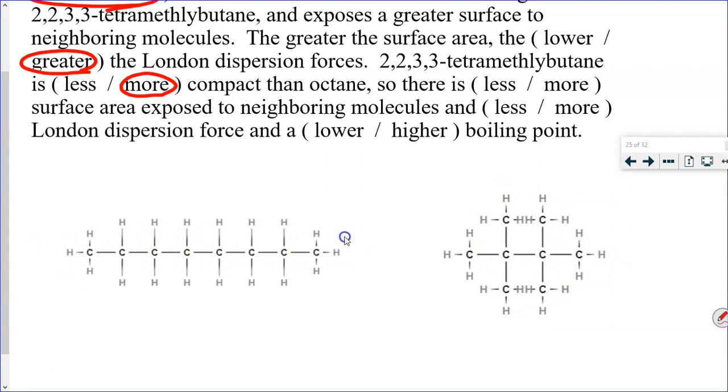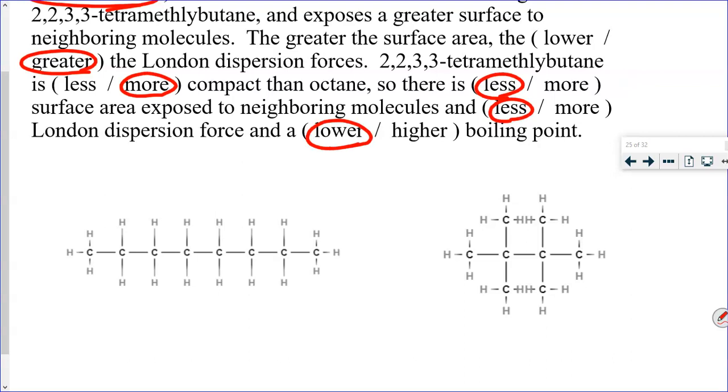That elongated shape, the big chain of octane, essentially exposes a greater surface area to the neighbor, which allows it to be a little more polarizable, you can think of it as. All right, so this 2,2,3,3-tetramethylbutane is more compact. Therefore, there is less surface area exposed to the neighbor, and less London dispersion force and a lower boiling point.